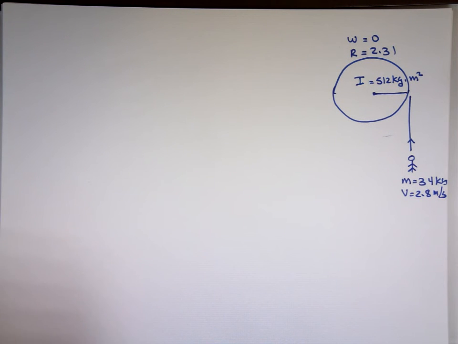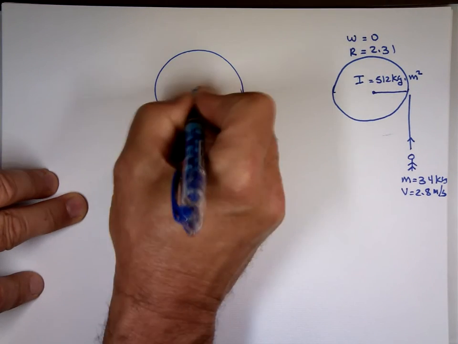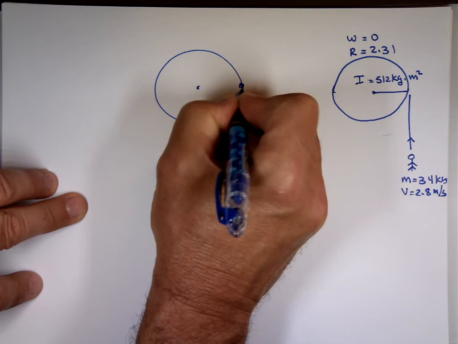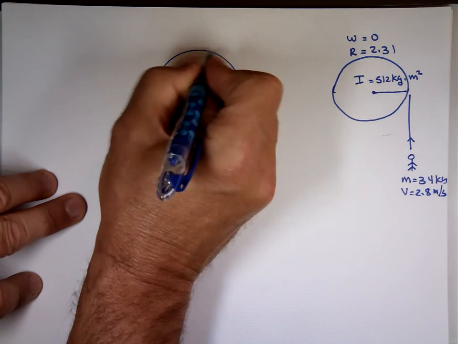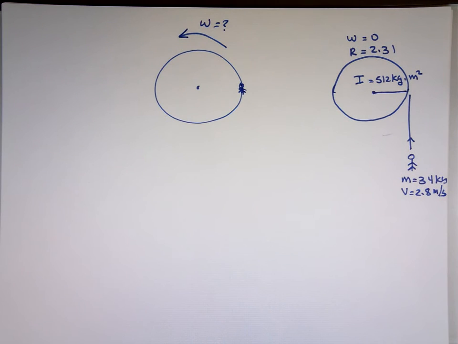What's going to happen to that merry-go-round? Here we go. And there's the person now sitting here at the edge of it. I put him at the edge. This is going to start to move. The question is, what is W now? So that's what we have.